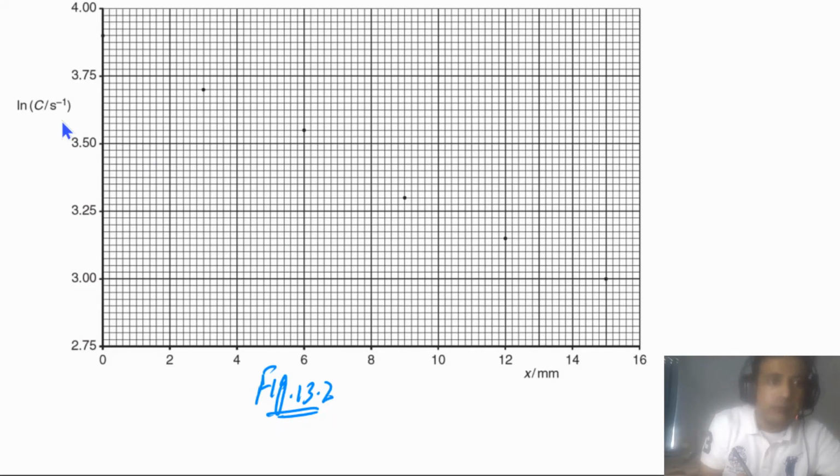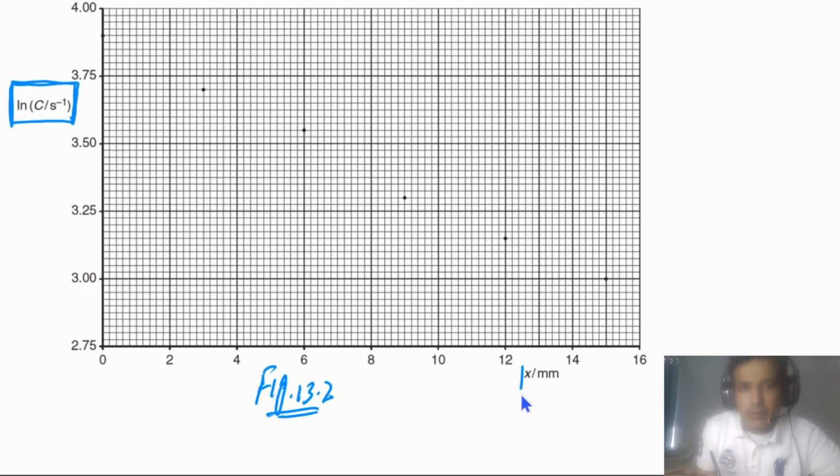If you look at this figure carefully, on the y-axis we have ln of capital C, meaning ln of average count rate, and on the x-axis we have the value of thickness. This is given in millimeters. In the next part, we need to calculate the gradient of the graph.